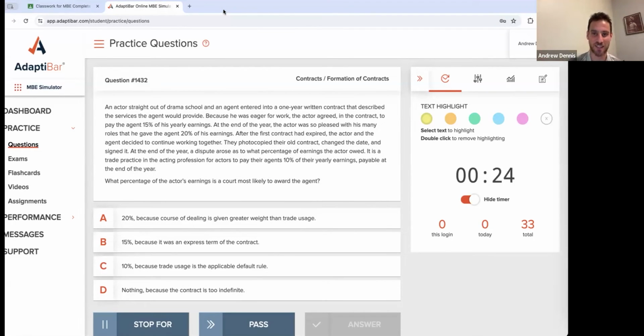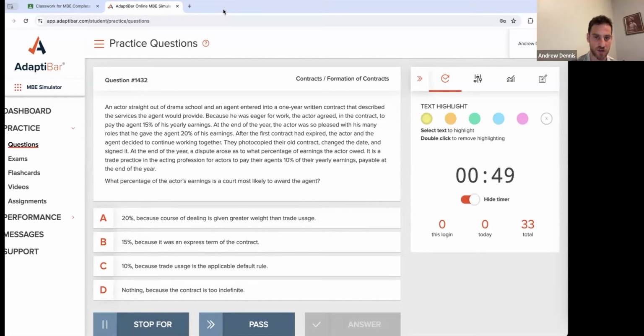At the end of the year, the actor was so pleased with his many roles that he gave the agent 20% of his earnings. After the first contract had expired, the actor and the agent decided to continue working together. They photocopied their old contract, changed the date, and signed it. At the end of the year, a dispute arose as to what percentage of earnings the actor owed. It is trade practice in the acting profession for actors to pay their agents 10% of their yearly earnings, payable at the end of the year.